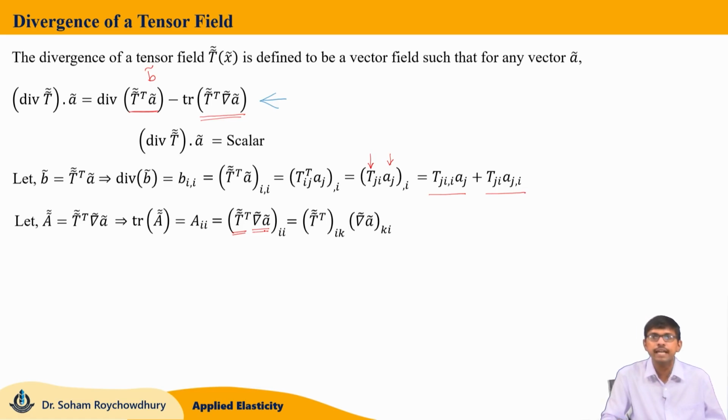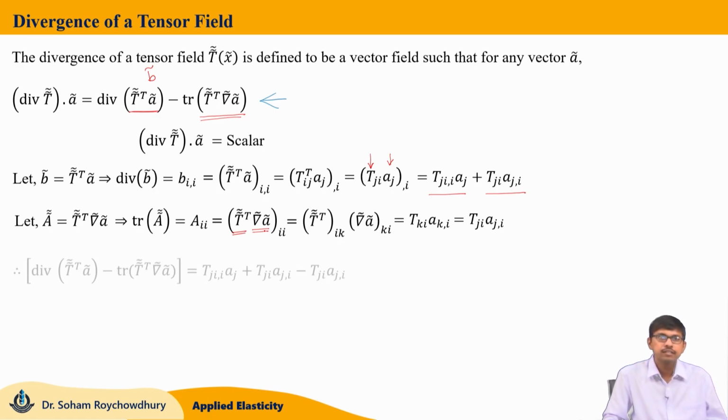T transpose_ik can be written as T_ki, removing the transpose sign and flipping the indices, whereas gradient of A_ki, by the definition of gradient of a vector, equals A_k,i. Thus, this particular term, by replacing k with another dummy index j, is T_ji A_j,i. Now, we have simplified both the terms on the right hand side.